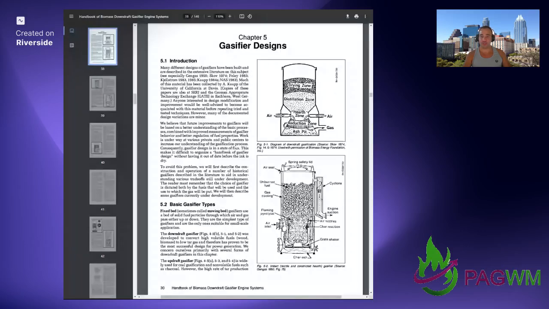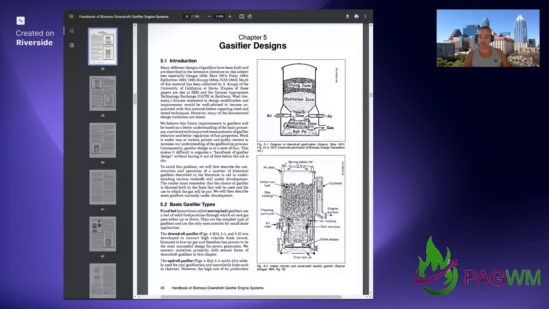Much of this material has been collected by A. Kopp of the University of California at Davis. Copies of these papers are also at SERI and German Appropriate Technology Exchange in Eschborn, West Germany. Anybody interested in design modification and improvement would be well advised to become acquainted with this material before repeating tried and tested techniques. However, many of the documented designs' variations are minor.